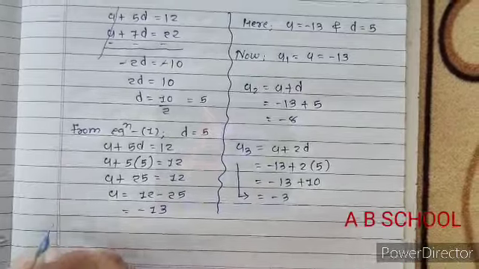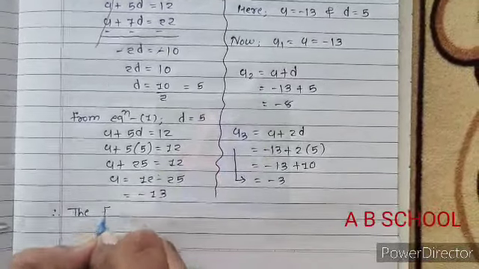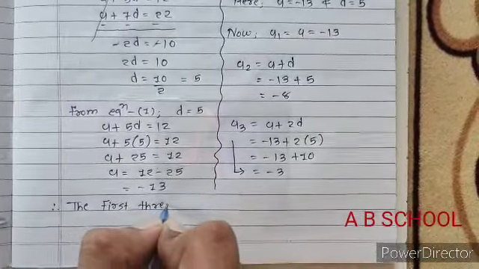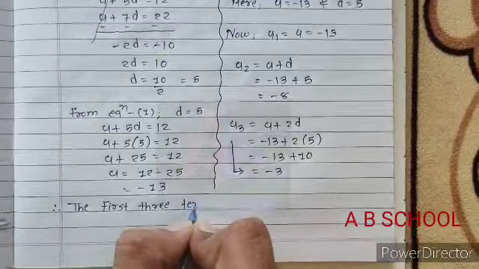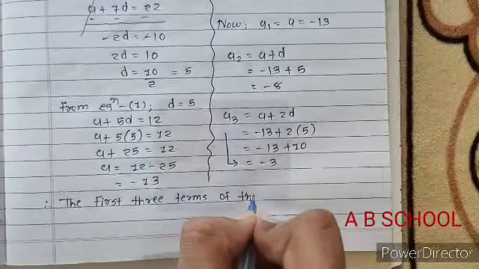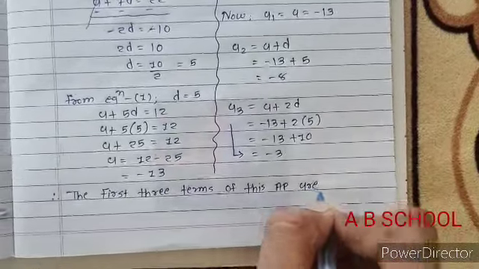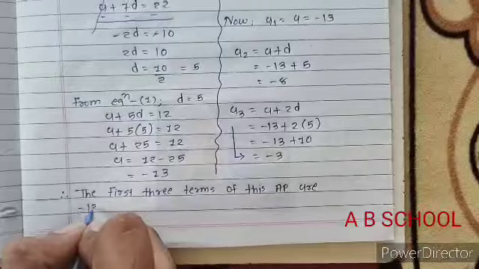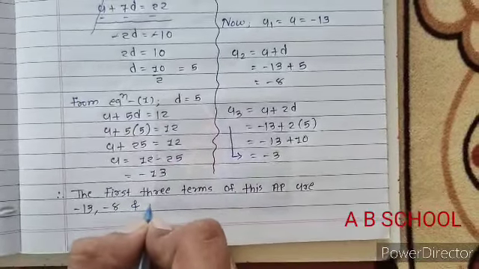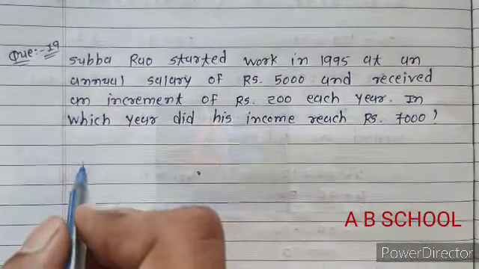Okay, so the first three terms of this AP are -13, -8 and -3.